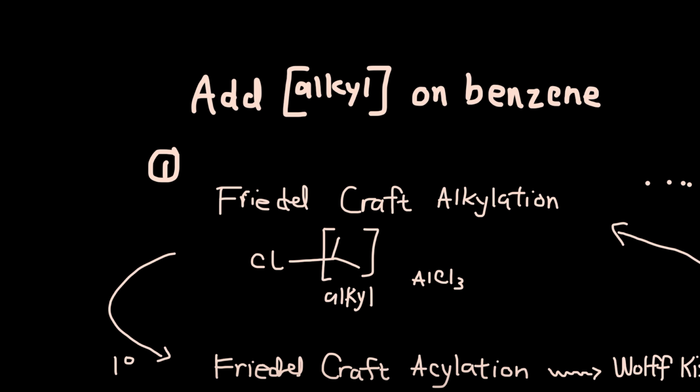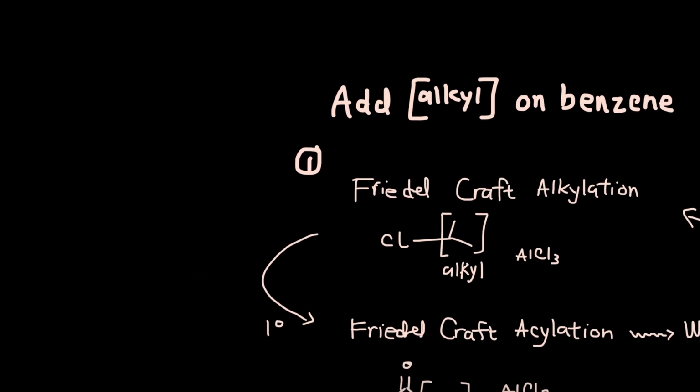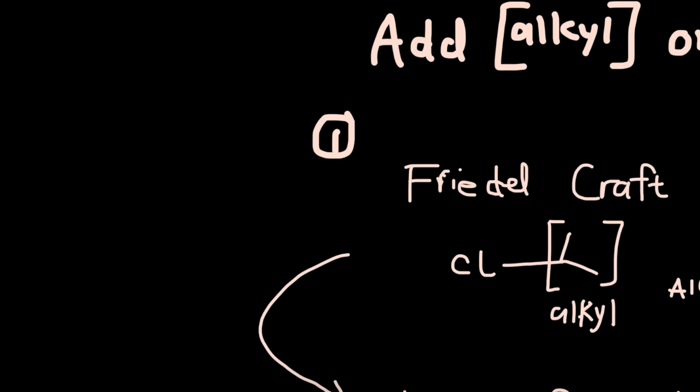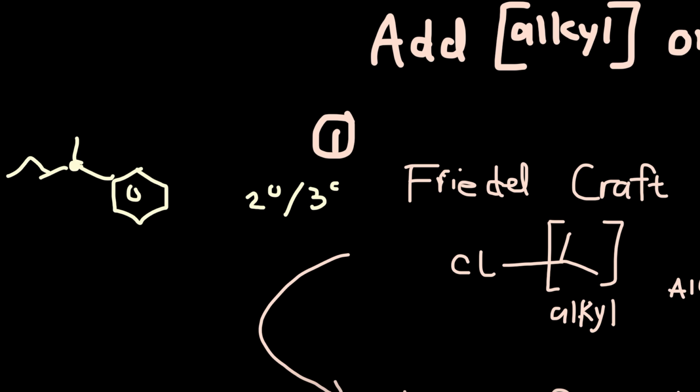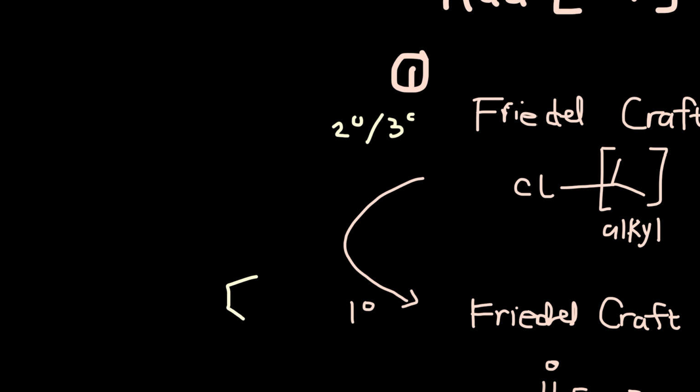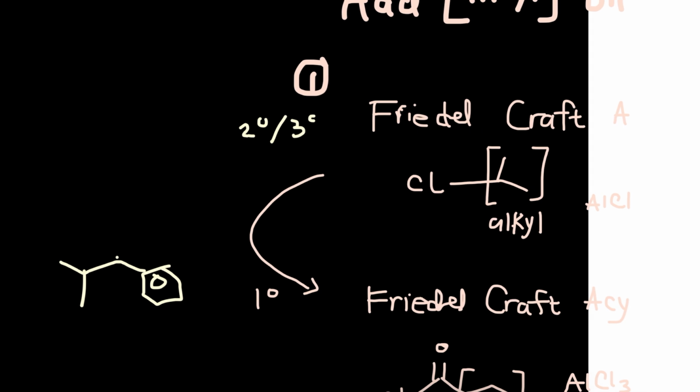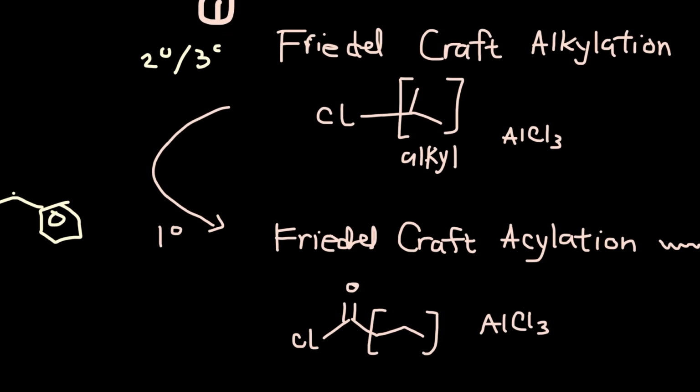So this method basically adds a secondary or tertiary alkyl onto the benzene ring. So the carbon immediately bonded to the benzene is going to be secondary or tertiary, okay? However, if you want to add a methylene group, that is, the carbon directly bonded to the benzene is primary, if you want anything primary, you cannot just use the Friedel-Crafts alkylation, but you will need the Friedel-Crafts acylation.